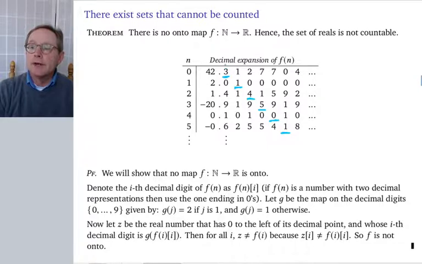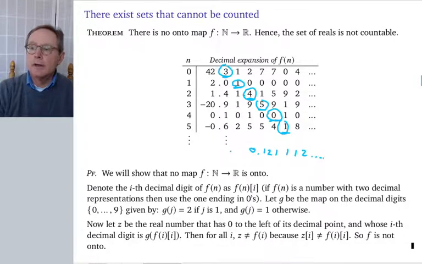Let's see if I can do it right. There we go, 0.121, 1, 1, 2, etc.